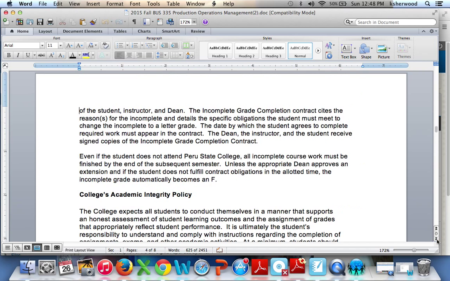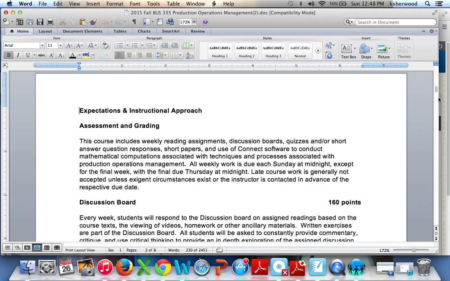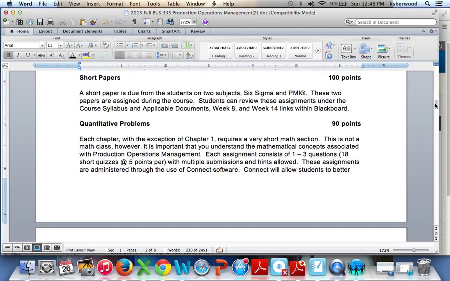2 very short papers on applicable topics for us. One on Six Sigma and one on PMI, Project Management Institute. Those are assigned during the weeks where the class text touches on them. They're just short papers, 3 or 4 pages.